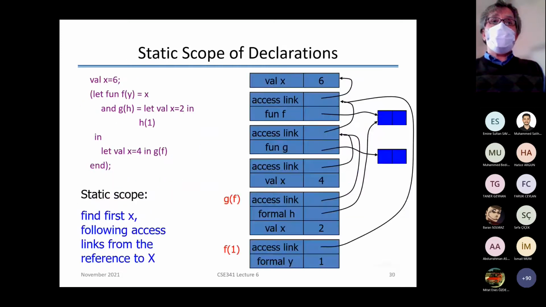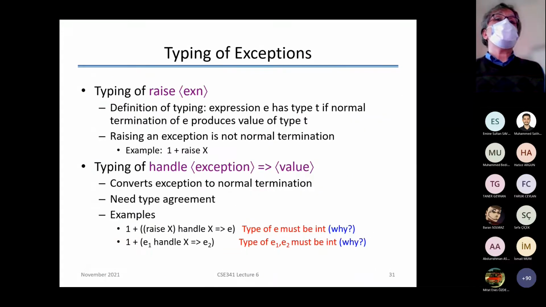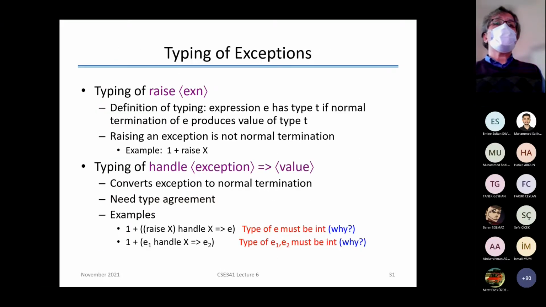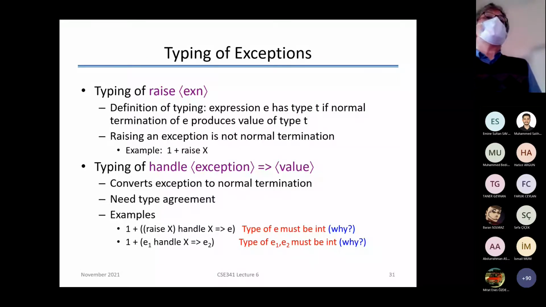I'll skip these. There are some issues regarding static scoping of declarations for handling exceptions within ML. These are concepts that we have discussed. One thing that could be important is the typing of an exception. How do we type an exception? The first thing you need is a type for the raise, or throw, exception mechanism.